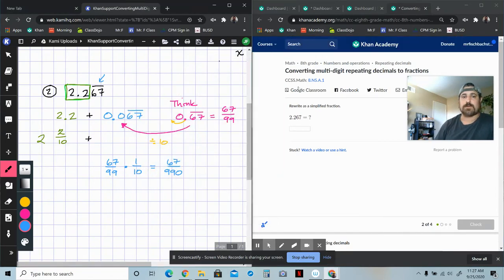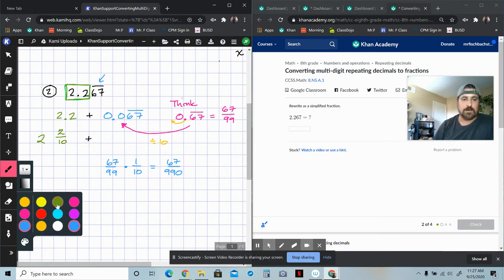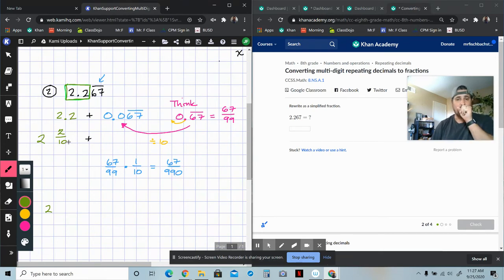So now that I understand what that blue value is as a fraction and what the green value is as a fraction, I can just put it all together. So what's this going to be worth? This is going to be worth the 2. And 10 times what would equal 990? So 10 times 99. So we're going to do 2 times 99, which is the same as 2 times 100, take away one set of 2's. So we're looking at 198. So what we end up with is 198 over 990.